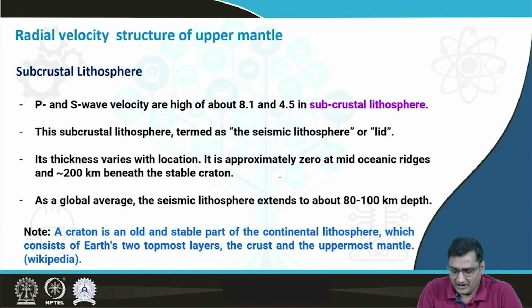Since we are talking about the cratons, we must know that cratons are basically the old and stable part of the continental lithosphere, where no significant tectonic activity has happened in the past several years, and it consists of Earth's two topmost layers, the crust and the upper mantle.